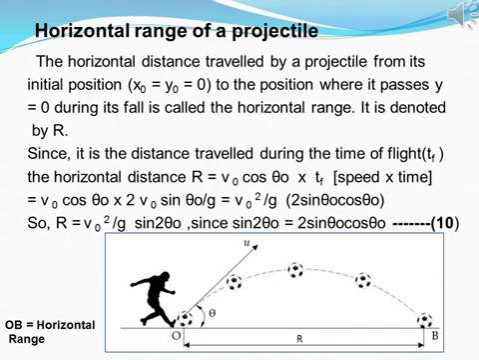Since it is the distance travelled during the time of flight, Tf, the horizontal distance R is equal to v0 cos theta 0 into Tf. It is the product of the magnitude of the horizontal component of the velocity vector and the time of flight, which is equal to v0 cos theta 0 into 2 v0 sin theta 0 by g, which is equal to v0 square by g into 2 sin theta 0 cos theta 0. So R is equal to v0 square by g sin 2 theta 0, since sin 2 theta 0 is equal to 2 sin theta 0 cos theta 0, which is the expression 10.